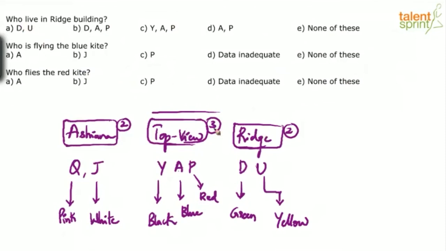So who lives in Ridge building? D and U, option A. Who is flying the blue kite? A is flying the blue kite. Again, option A. Who flies the red kite? P, option C. Right?